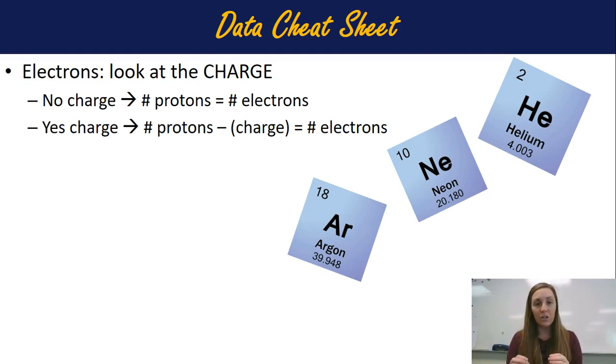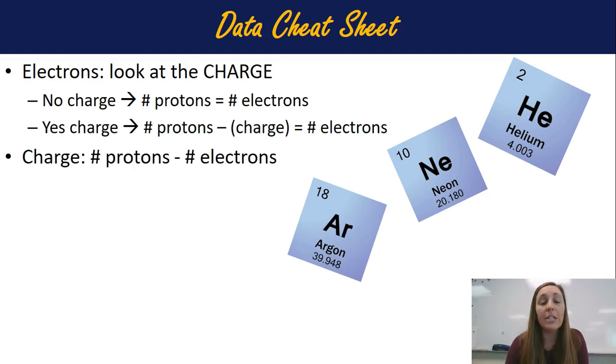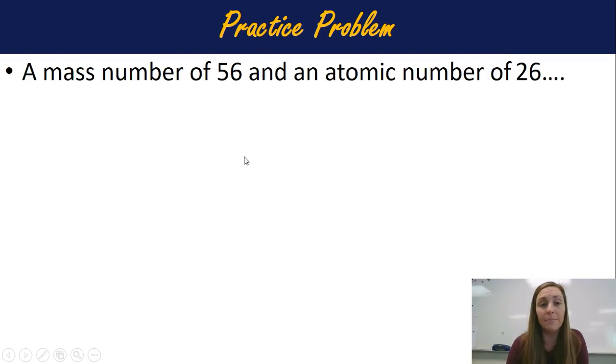So if you have more electrons, you have a negative charge. If you have more protons, you have a positive charge. All right, to find the charge, take the number of protons and subtract the number of electrons, and that'll find your charge for your overall ion. So let's do a practice problem together, and then you're going to do some on your own.